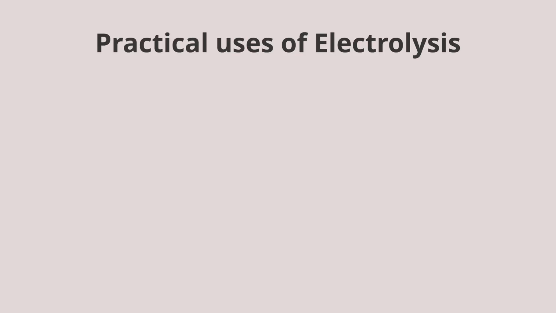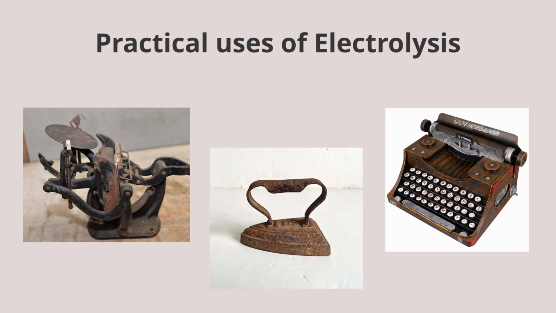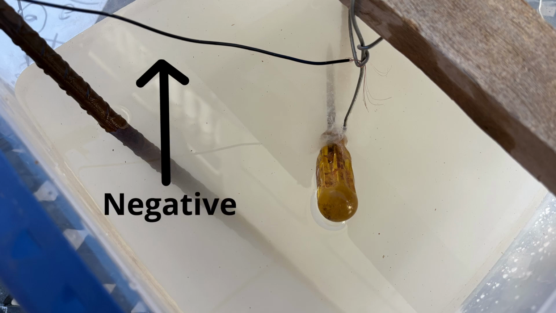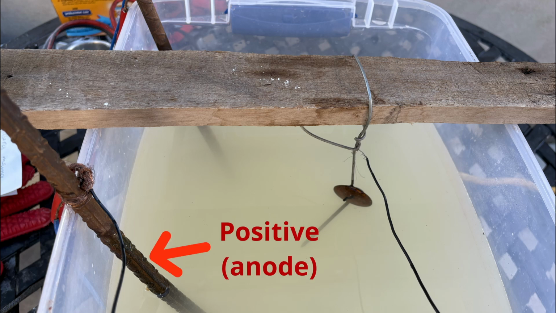A much easier way to showcase electrolysis is by removing the rust from an iron object. Many people actually do this to restore antiques or other rusted iron objects. The metal to be restored is connected to the negative wire, making it the cathode. The positive wire is connected to a sacrificial piece of metal.